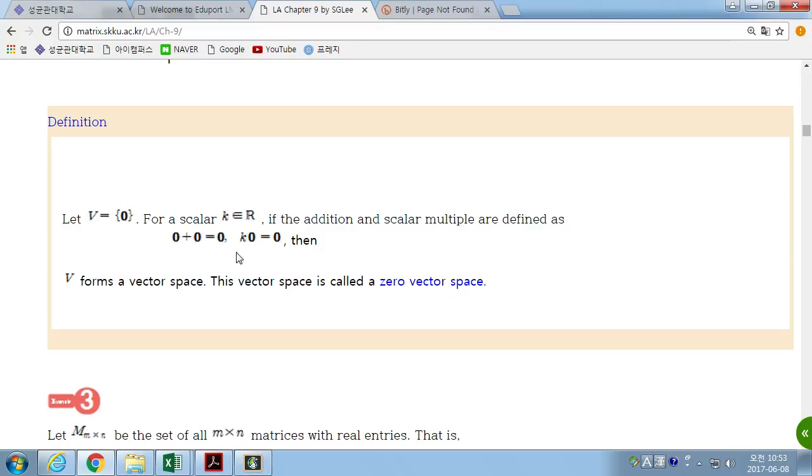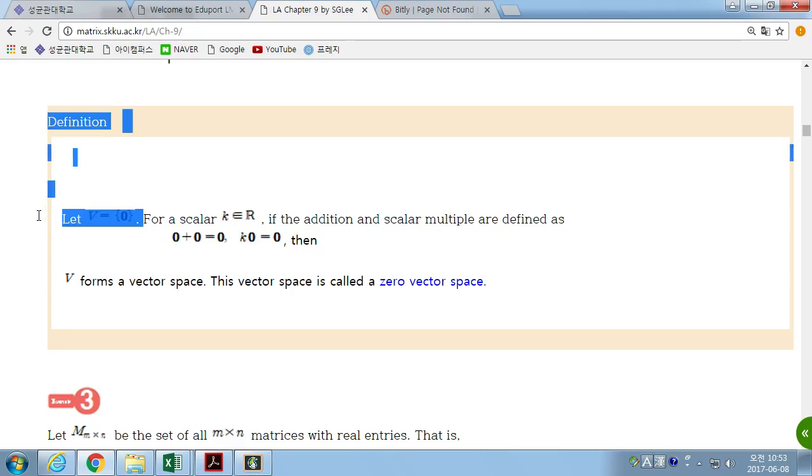0 vector space. Mr. Yi Gang asked about this. 0 vector space is a singleton set of the 0 vector. For a scalar k, if the vector addition and scalar multiplication are defined in this way, if we define the operations like this, then it satisfies the 10 properties.